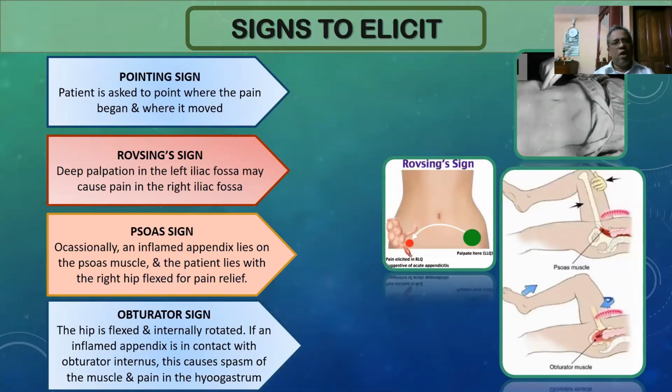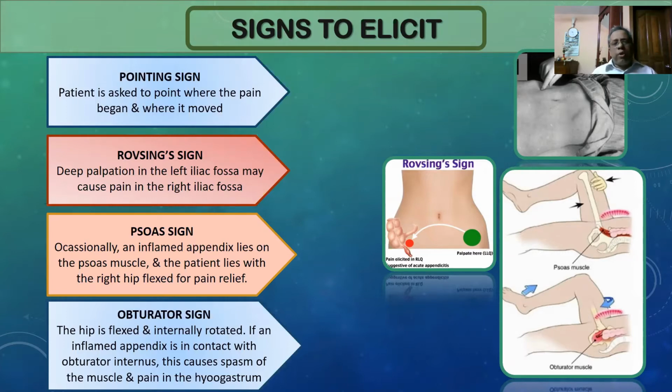Cope's psoas test. Occasionally, an inflamed appendix lies on the psoas muscle, and the patient lies with the right hip flexed for pain relief. If it is extended, then the patient feels pain. Pain during extension of the hip joint while lying in the lateral position indicates that most likely the appendix is retrocecal in position. For that reason, the inflamed appendix touches the psoas major muscle and causes inflammation there.